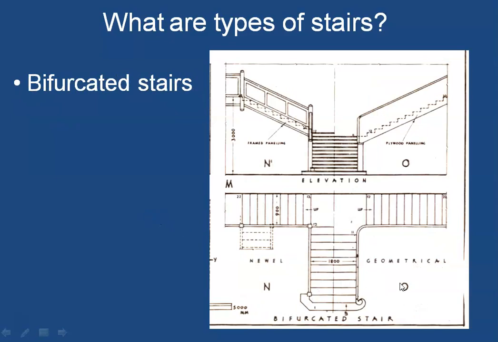Now the next type of stair is called a bifurcated stair. In the bifurcated stair, there is one flight which leads to a landing, a mid landing, and then from the landing there are two flights which go into opposite directions and they reach the top level. So as you can see in the elevation, you climb one flight, reach a mid landing, and then you can go on opposite sides to reach the upper landing.